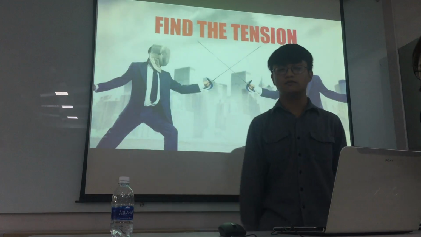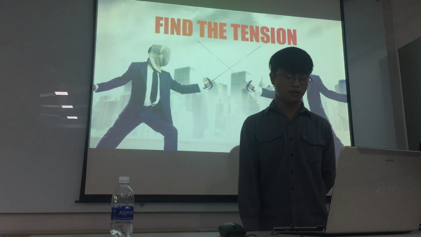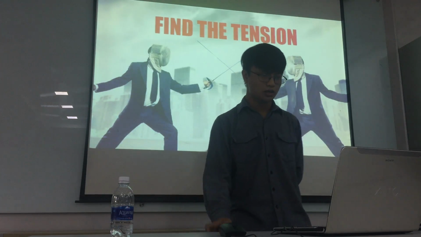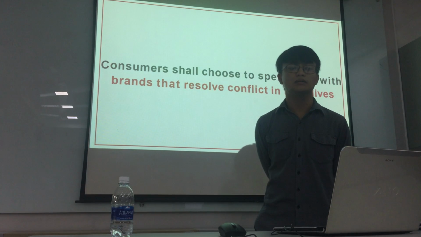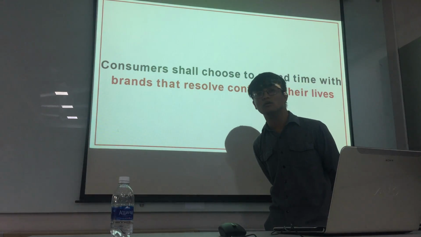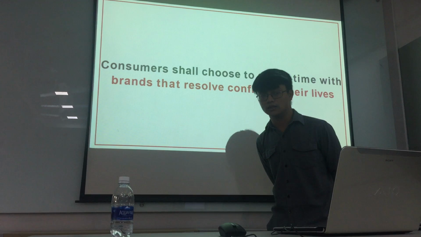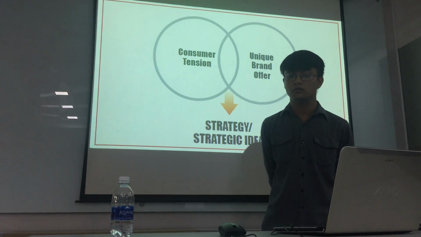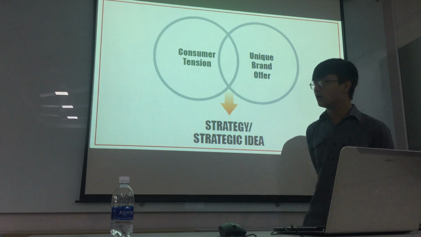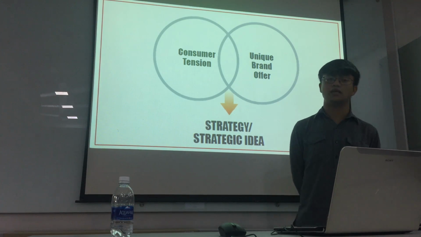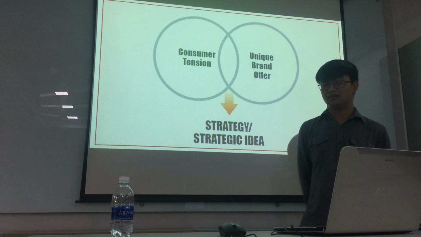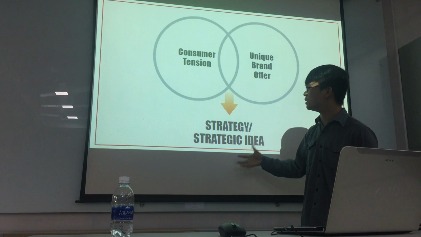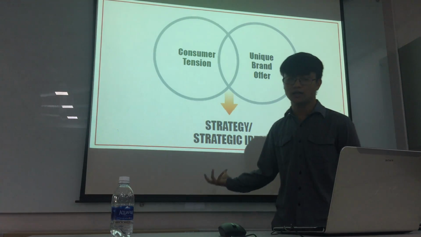First of all, we need to find the tension of the consumer, because consumers spend time on brands that resolve the conflicts in their life. We have this model to make it easy to find a strategy. We have one element, consumer tension, and the other element, unique brand offer, and the intersection between them is our strategic idea.